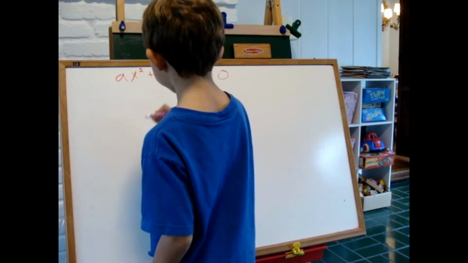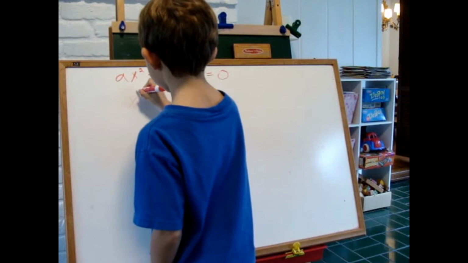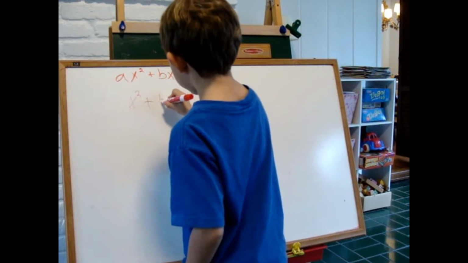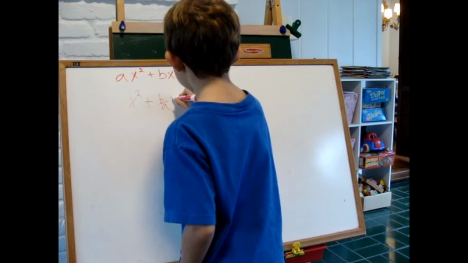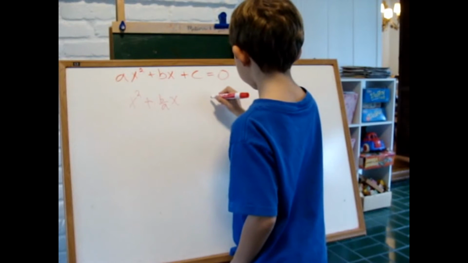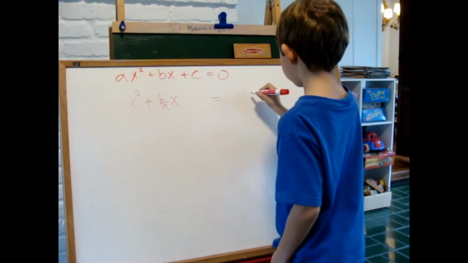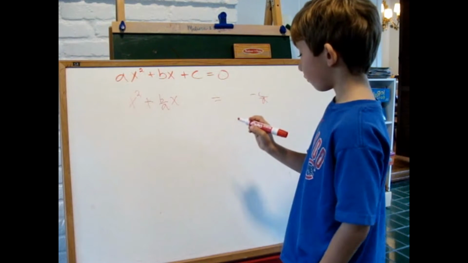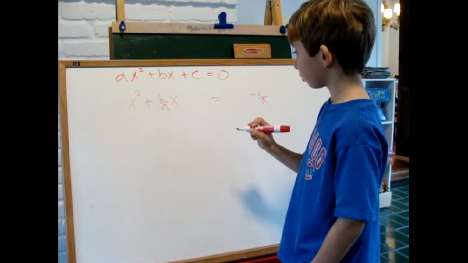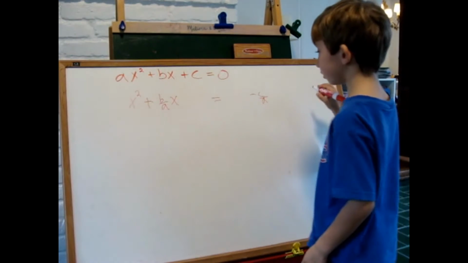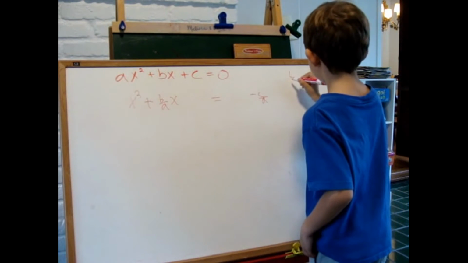We get x squared plus b over a x equals negative c over a. Then we look at the coefficient of x, which is b over a. We halve it, which is b over 2a.